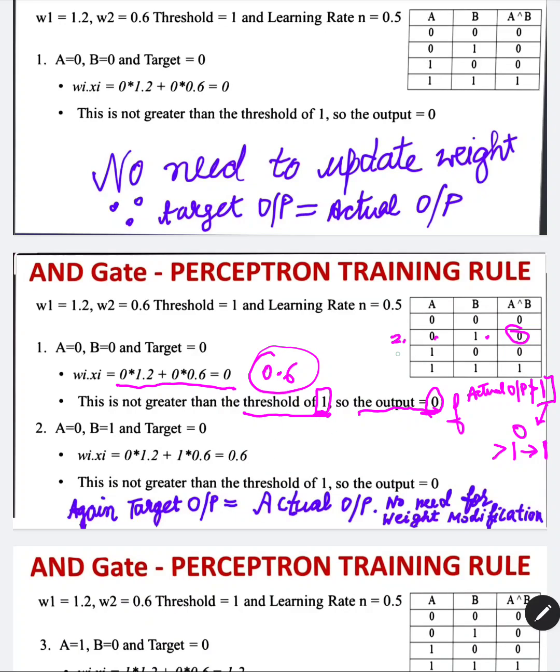So now the target output and the actual output are the same in the second case also. In this case also, the target output is equal to the actual output, so we do not make any changes or modification to the weight. Case 1 is where we get the actual output as 0. Case 2 is where we get the actual output as 0.6, but since 0.6 is not greater than 1, the output is 0. Since the actual output and target output are the same, there is no modification of weight.